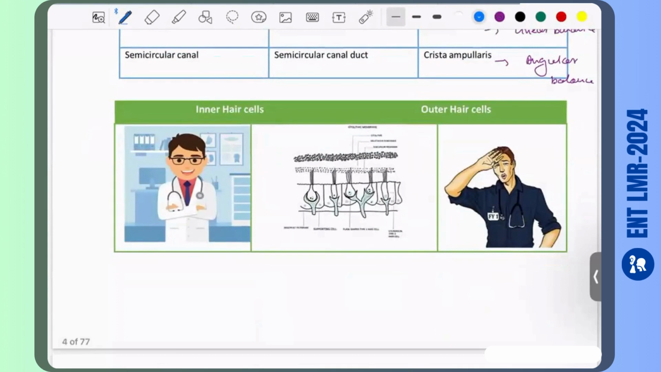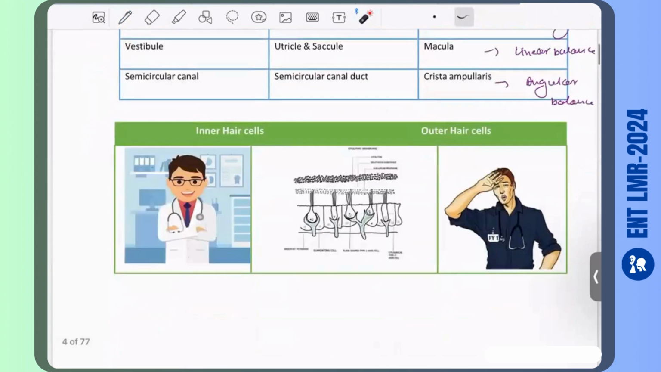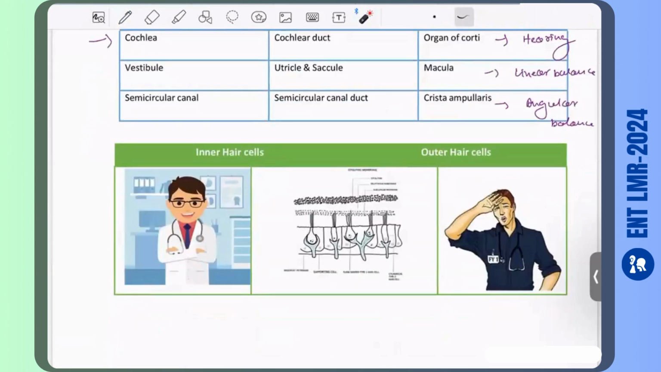So I have told you the organ of Corti will have hair cells. The hair cells are divided into two types: inner hair cells and outer hair cells. I compare them with residents and consultants working day and night in a tertiary hospital. Outer hair cells are like residents. Inner hair cells are like consultants.